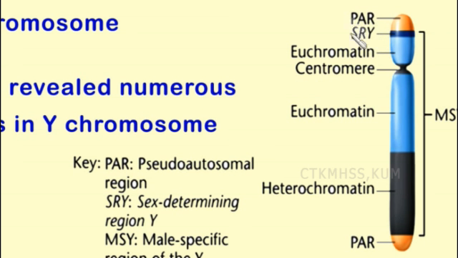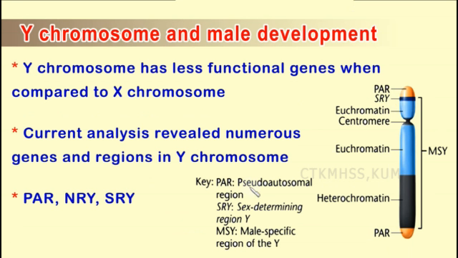The gene product of SRY is the testis determining factor, which is present in the adult male testis. SRY is very important because it determines male development, and it is found only in the Y chromosome. So the parts we have seen here are PAR, SRY, NRY. PAR is the pseudo-autosomal region, which is similar to that present in the X chromosome. NRY is the non-combining region of the Y, and SRY is the sex determining region of Y.